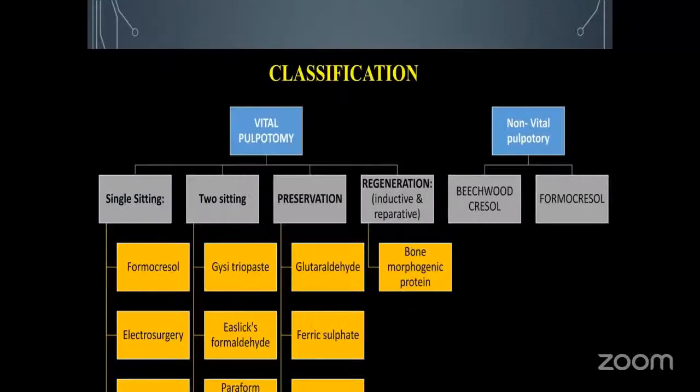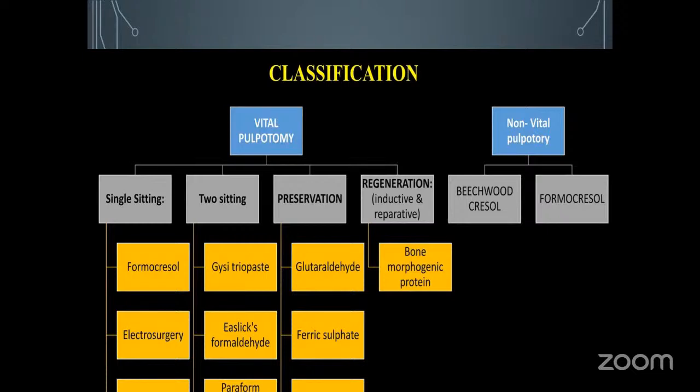I'm really sorry. So again, continuing with the pulpotomy, there is vital pulpotomy and non-vital pulpotomy. The vital pulpotomy is of single sitting type and two sitting type. In the single sitting type, the patient will be called on a particular day and we'll be opening the cavity and removing all the infected pulp. On top of that, we'll be placing formocresol. That is formocresol pulpotomy. Next is the electrosurgical procedure. These are the two important things commonly used in the single sitting.